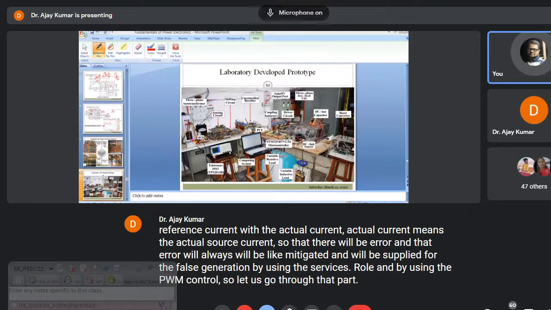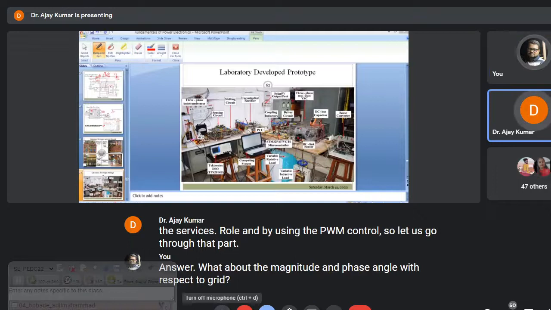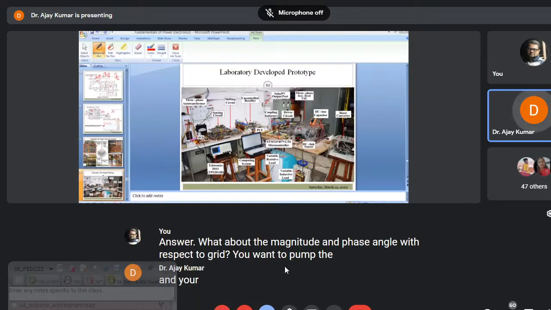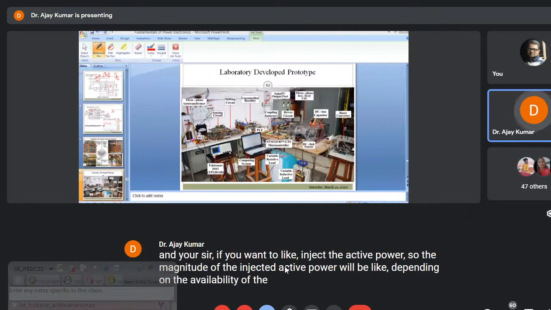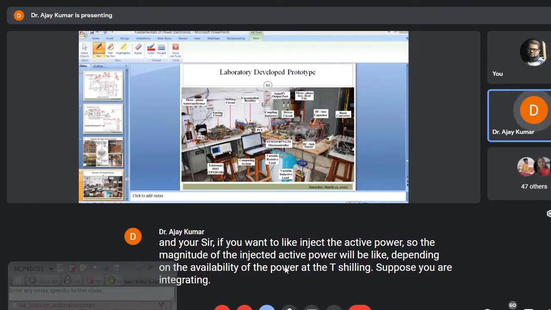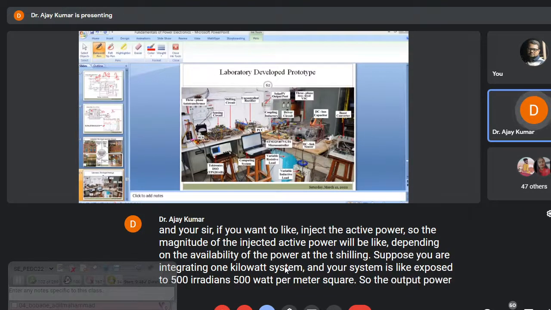And sir, what about the magnitude and phase angle with respect to the grid? If you want to pump the active power, yes. Sir, if you want to inject the active power, the magnitude of the active power will depend on the availability of power at the DC link. Suppose you are integrating a 1 kilowatt system and your system is exposed to 500 watt per meter square irradiance. So the output power will be 500 watt only, right?